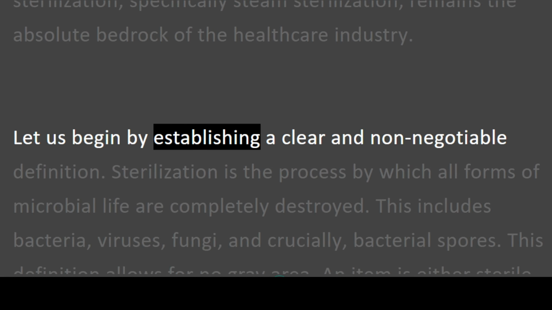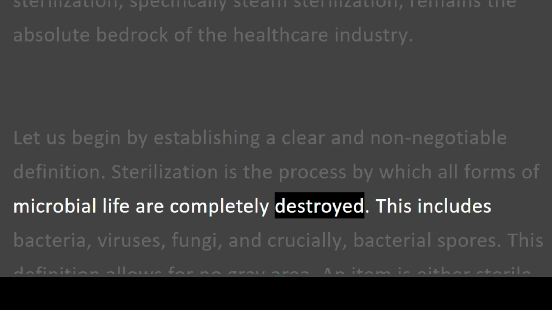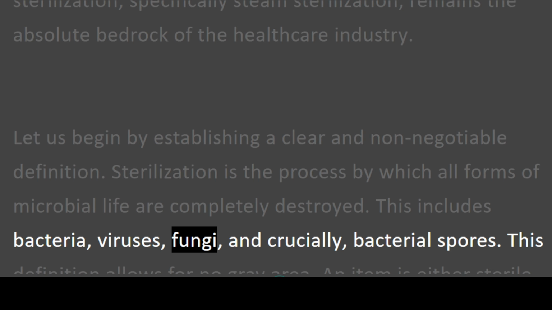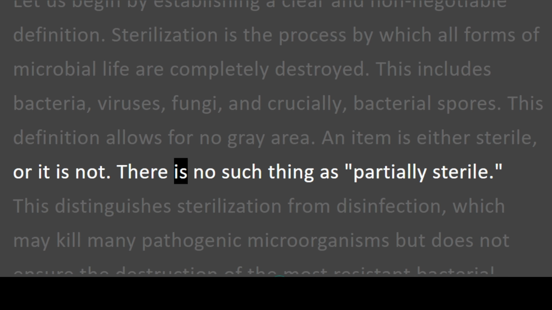Let us begin by establishing a clear and non-negotiable definition. Sterilization is the process by which all forms of microbial life are completely destroyed. This includes bacteria, viruses, fungi, and crucially, bacterial spores. This definition allows for no gray area. An item is either sterile or it is not. There is no such thing as partially sterile.